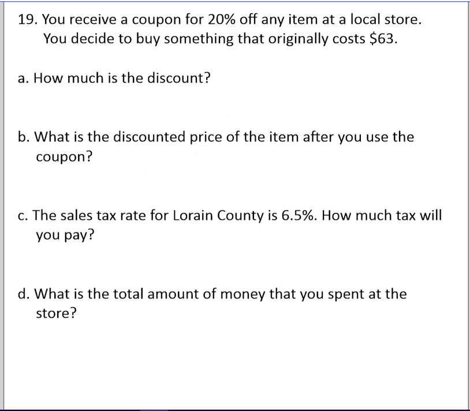Okay, let's look at a coupon next. You receive a coupon for 20% off any item at a local store. You decide to buy something that originally costs $63. So how much is the discount? So how much are they taking off? So they're taking off 20%, which is 0.20, times that $63 tells us that they're taking off $12.60.